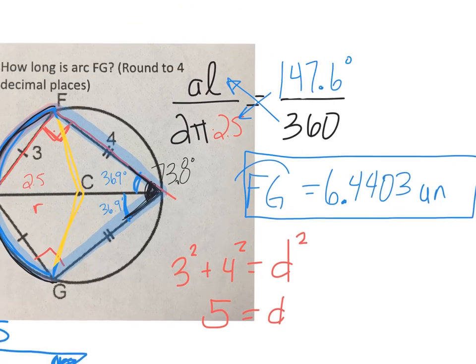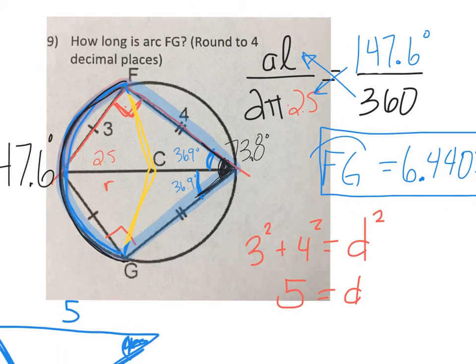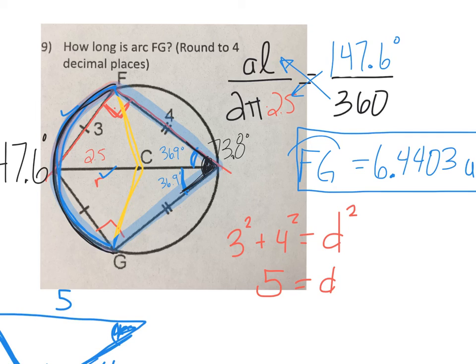So this is a really hard arc length problem. We had to find the radius, and we had to find the measure of that arc. One used trig, one used the Pythagorean theorem.